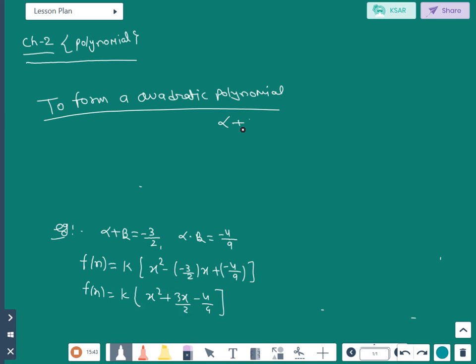Now alpha plus beta is given to you, minus 3 upon 2, and alpha dot beta is given to you, minus 4 upon 9. And we know that the standard form of a quadratic polynomial is ax square plus bx plus c. So to form a quadratic polynomial, here we will find out the value of a, b, c. We know that alpha plus beta is equals to minus b by a and alpha dot beta is equals to c by a.